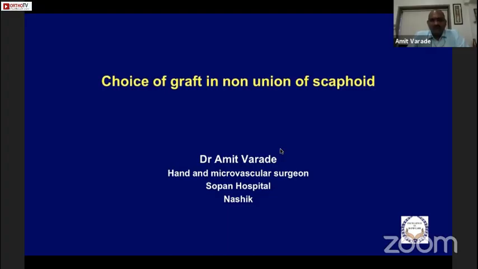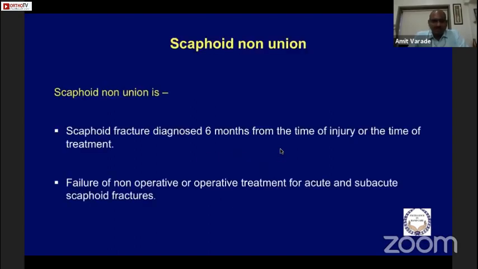I'll be talking on choice of graft in non-union of scaphoid. Scaphoid non-union is a scaphoid fracture diagnosed 6 months from the time of injury or the time of treatment. It is a failure of non-operative or operative treatment for acute and subacute scaphoid fractures.